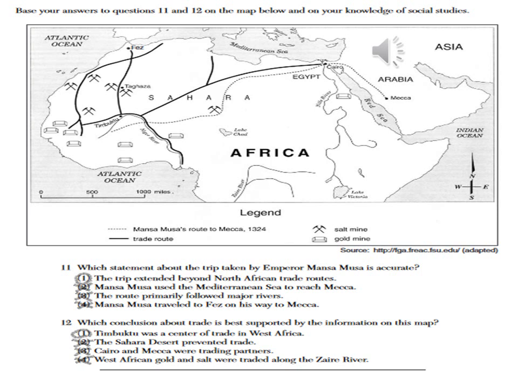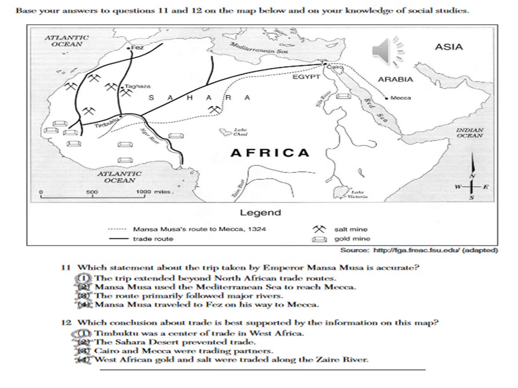Number 2. Which conclusion about trade is best supported by the information on the map? Is it 1, Timbuktu was a center of trade in West Africa? Is it 2, the Sahara Desert prevented trade? Is it 3, Cairo and Mecca were trading partners? Is it 4, West African gold and silver were traded along the Zaire River?